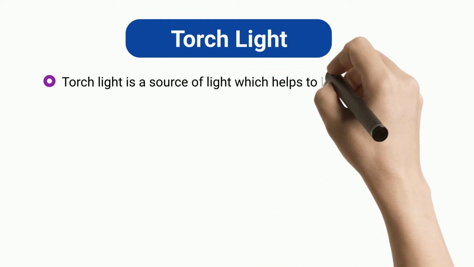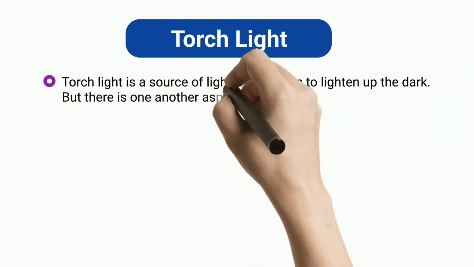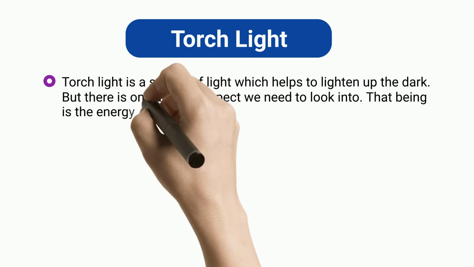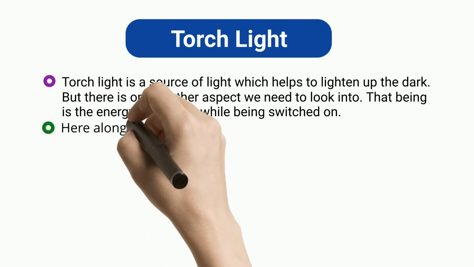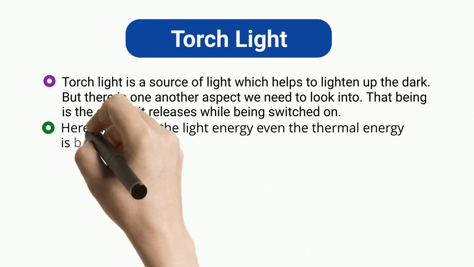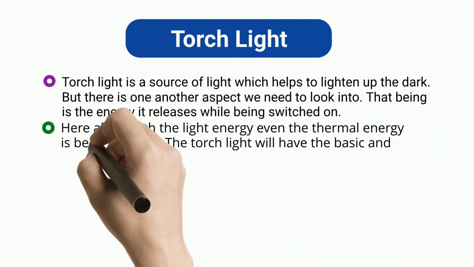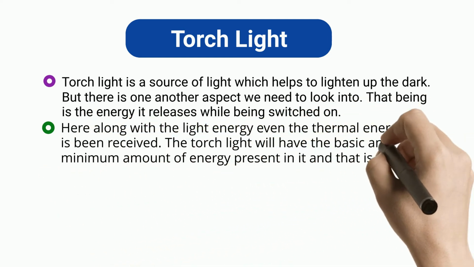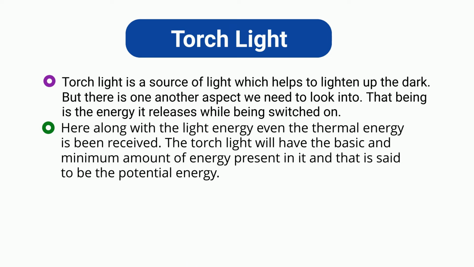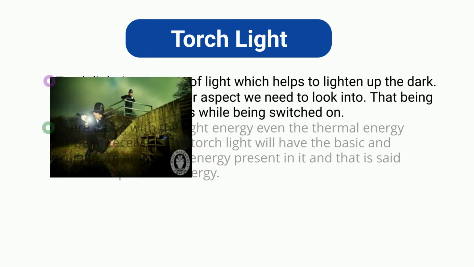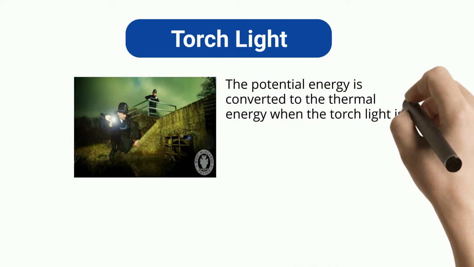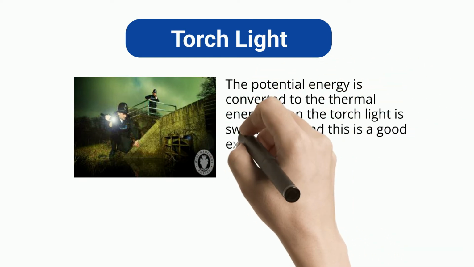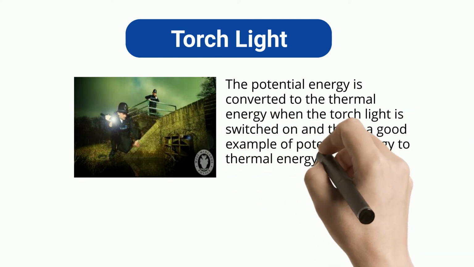Torchlight. Torchlight is a source of light which helps to lighten up the dark. But there is another aspect we need to look into, that being the energy it releases while being switched on. Here, along with the light energy, even thermal energy is received. The torchlight will have the basic and minimum amount of energy present in it, and that is said to be the potential energy. The potential energy is converted to thermal energy when the torchlight is switched on, and this is a good example of potential energy to thermal energy.